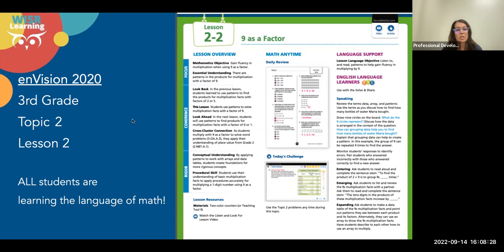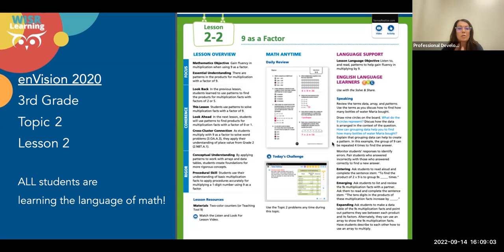So this is lesson 2-2 from a third grade Envision. If you look at this on the right-hand side, every single lesson has a language modality component. It does say English language learners, but going back, all of our students are learning the language of math. So this specifically touches on speaking. It will be one of the four modalities: speaking, listening, writing, or reading. It talks about how to draw circles on the board, and then it gives you language that you would use for students to use, to do more speaking in your classroom.